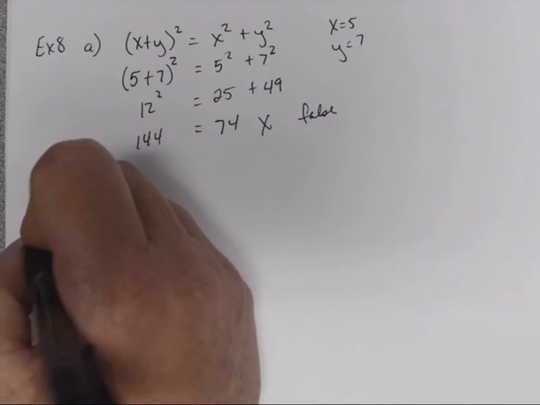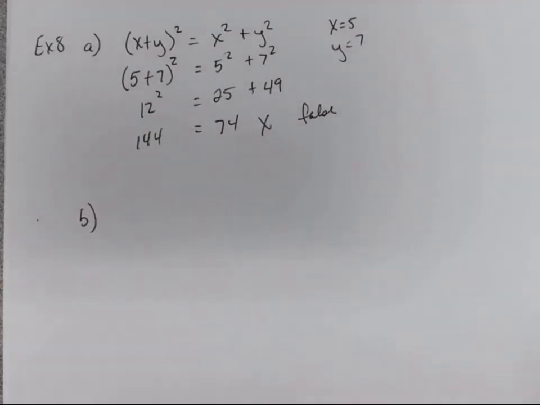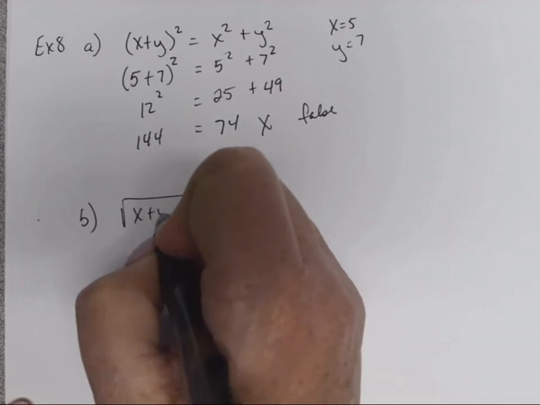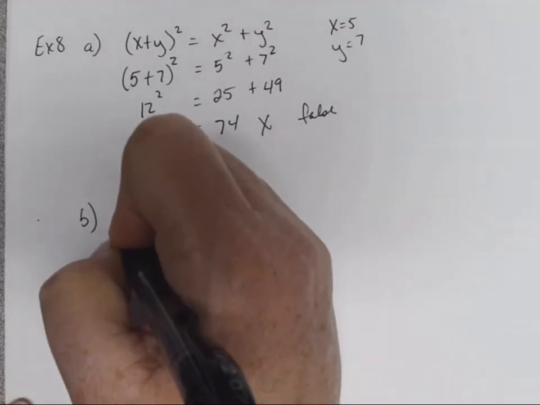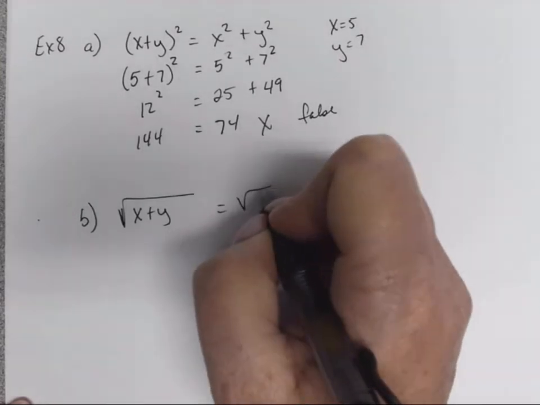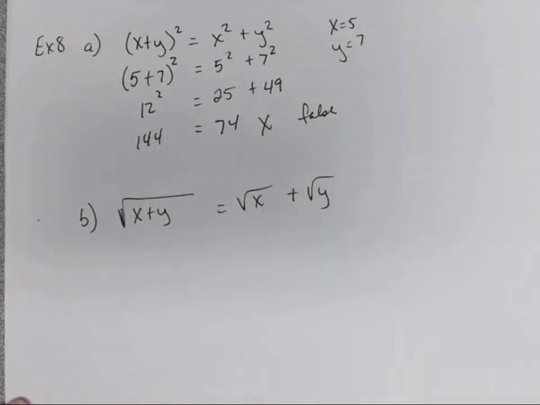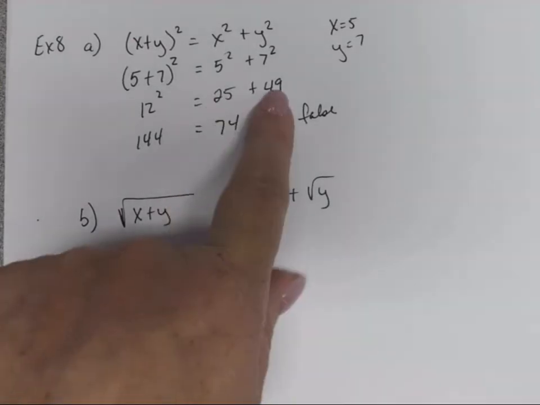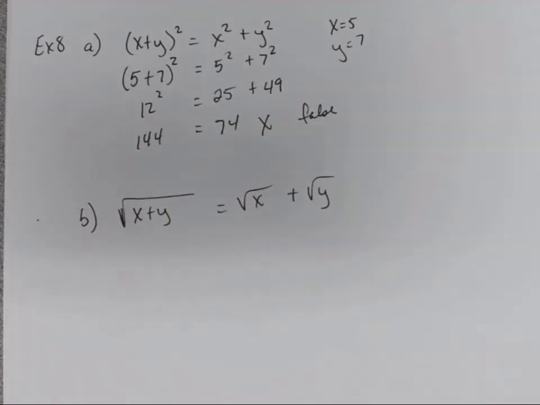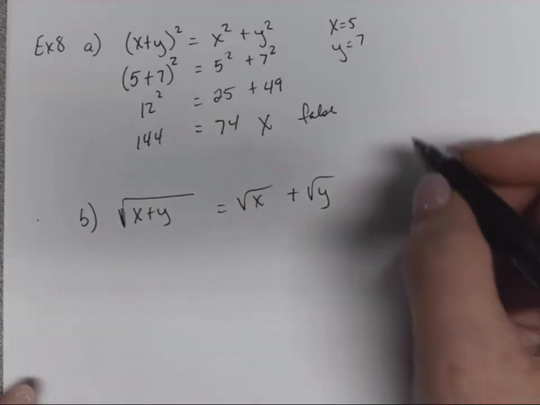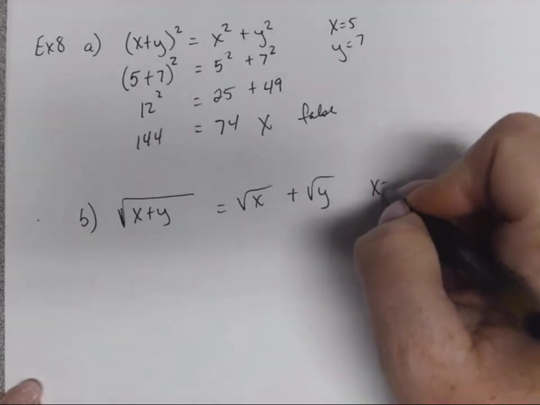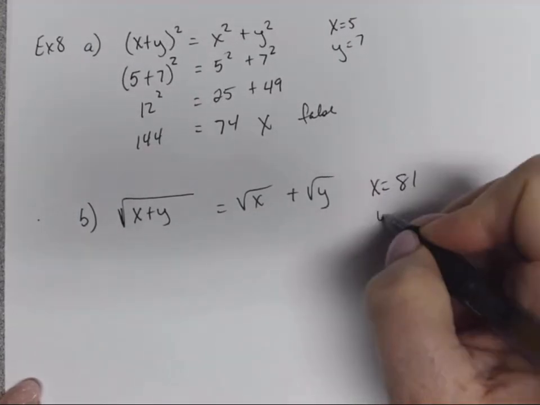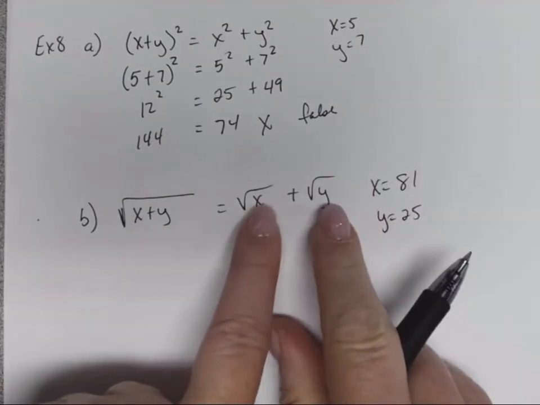All right, let's look at part B. So part B gives us the square root of (x + y) is equal to the square root of x plus the square root of y. On this one, I want to choose things that are perfect squares. That means it's something times itself, kind of like this 25 and 49. Because if we don't choose that, it's hard to take the square root. I want whole numbers when these come out of here. So let's choose x is equal to 81 and y is equal to 25, because then I can easily take the square root of those.